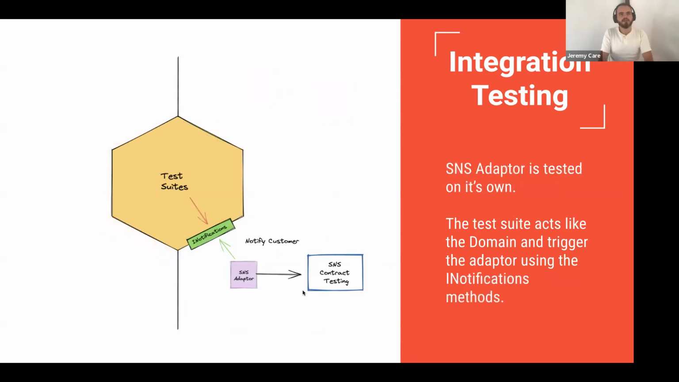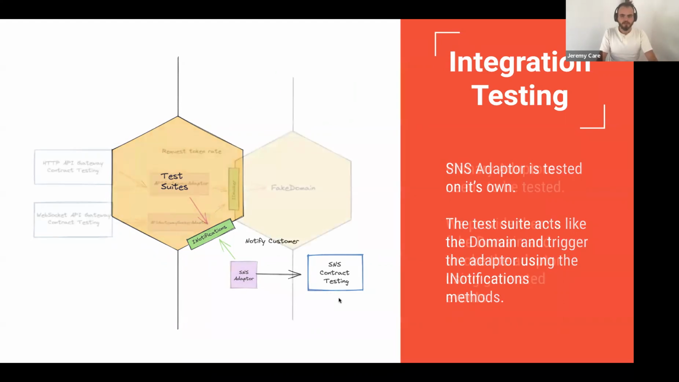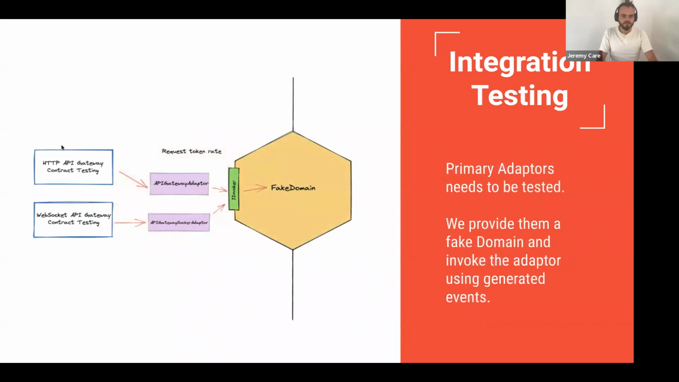Contract testing is the idea of testing the protocol between your application and the service you want to request, because you don't really need to test SNS. SNS is working, and you just want to make sure that you are calling SNS the right way. And we also have integration testing for your primary adapters this time, where you have HTTP contract testing again. We don't want to test API Gateway.